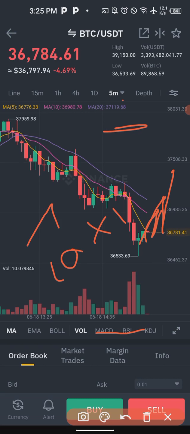This is how you logically make profit in a crypto market. Especially in a bear market like this where the prices are always going down. This is how you can make profit. True or false? This is not magic now.